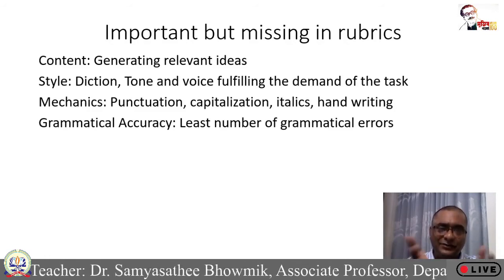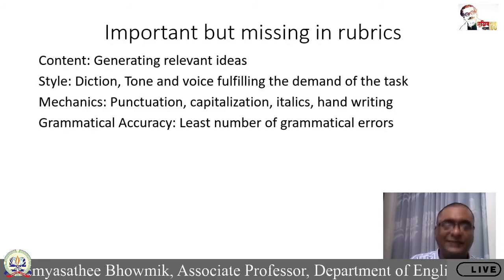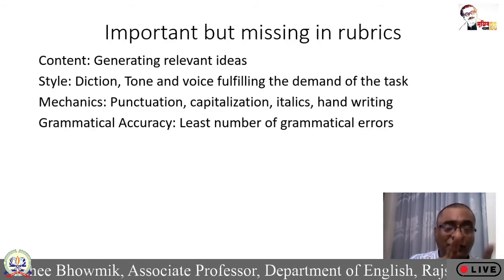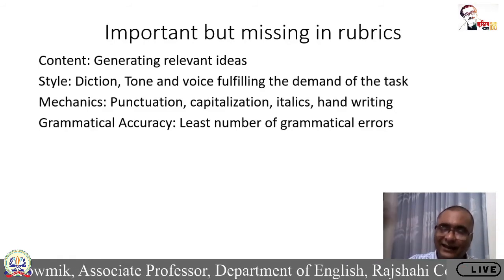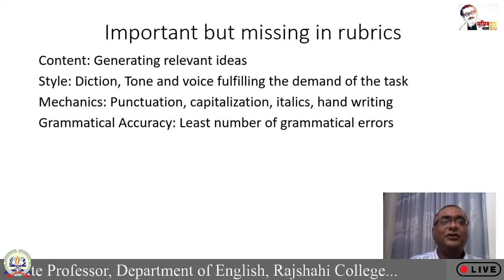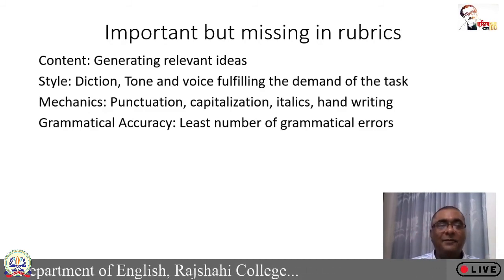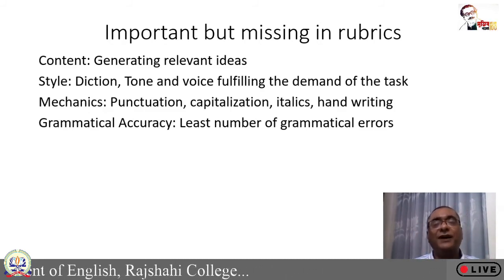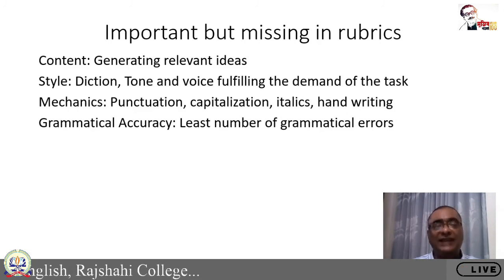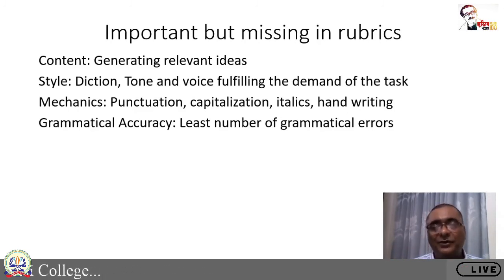So these criteria may be absent in this particular rubrics of this particular assignment, but you will find these things in the next assignments. I am quite sure, because style is important also, content is highly important, mechanics are also, mechanics means punctuation, capitalization, italics, handwriting, those are also important. And grammar, there is nothing said about grammatical accuracy in this rubric, but grammatical accuracy is also important.